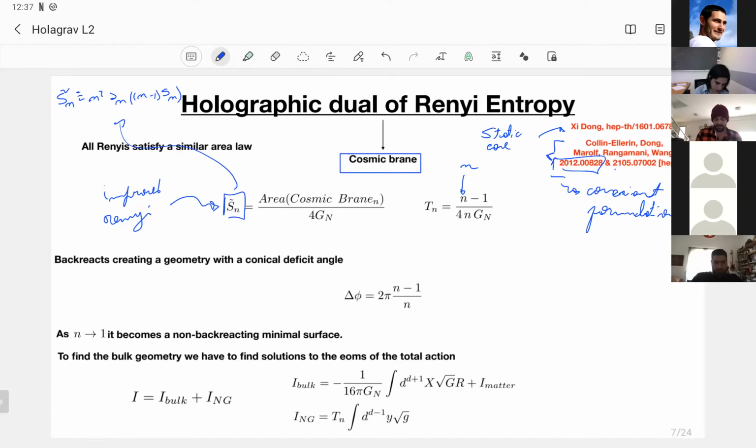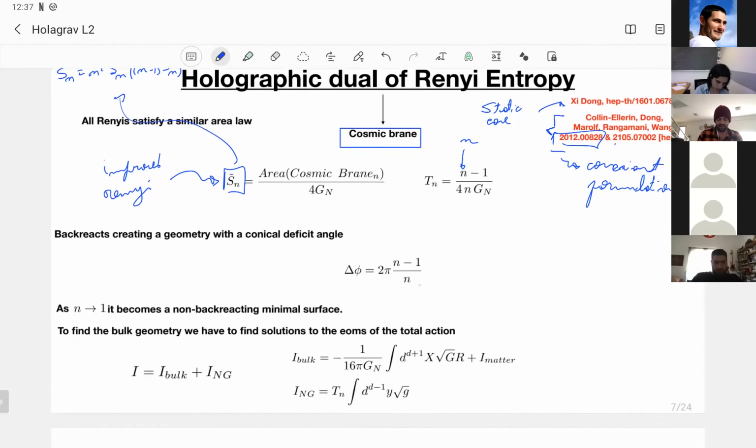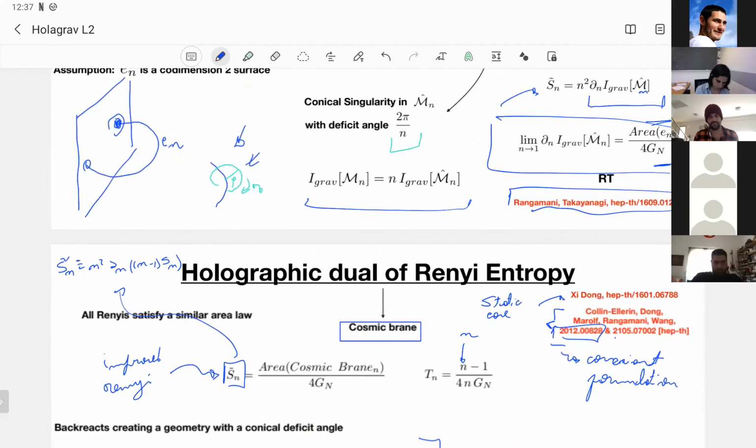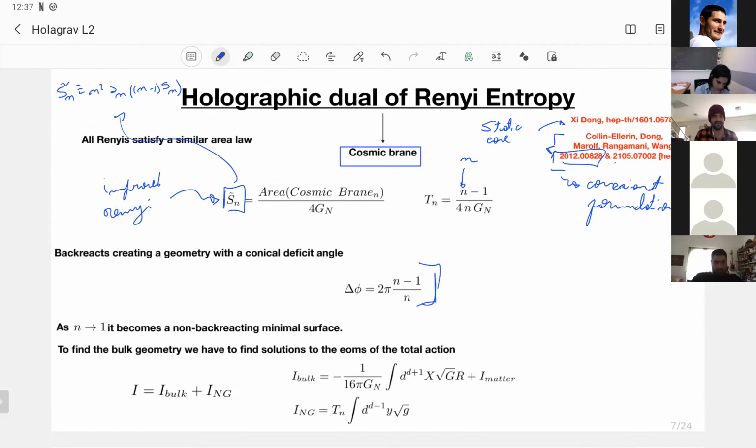The cosmic brane will backreact on the geometry. You will have this deficit angle. This is the same deficit angle we were looking at in the Maldacena-Lewkowycz case. They were refining the procedure in some papers. When n goes to 1, the backreaction is lost, and you have the computation of the minimal area of a surface that is not a cosmic brane, a geometrical surface.